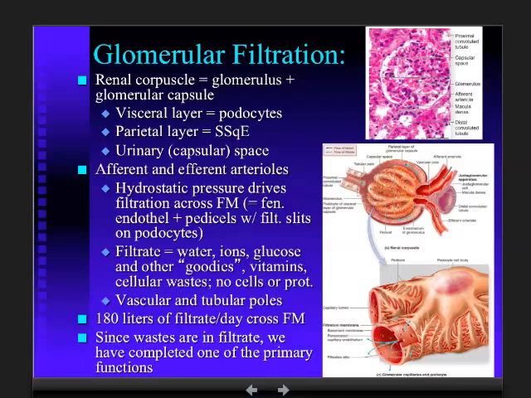Under conditions of dehydration, the loop of Henle creates the potential to produce a concentrated urine. Think about it. If you're dehydrated, what kind of urine do you want to produce? Small volume and concentrated, right? So, under conditions of dehydration, the loop of Henle creates the potential to excrete a concentrated small volume of urine.